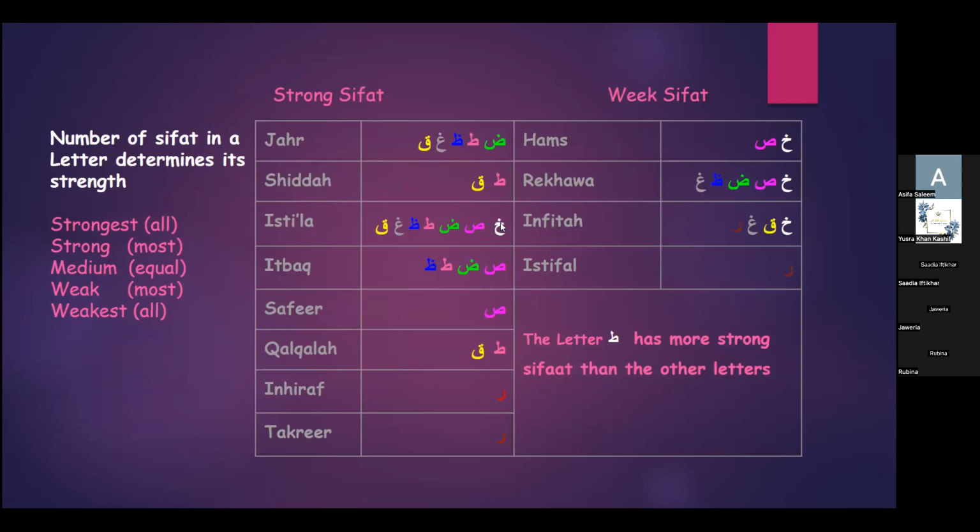Therefore, we say the ba is more strong in sifat than the others. The letter Dad also has the sifa of istitala. That is also a strong characteristic that hasn't been included in here, but that only applies exclusively to the letter Dad. Just keep that in mind, please.